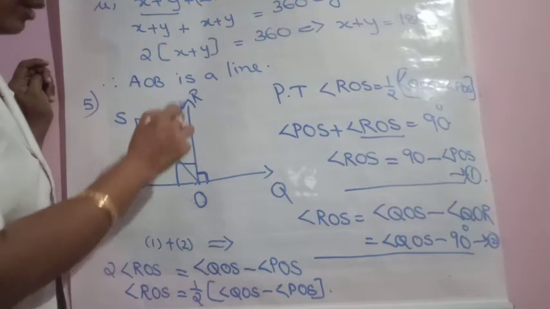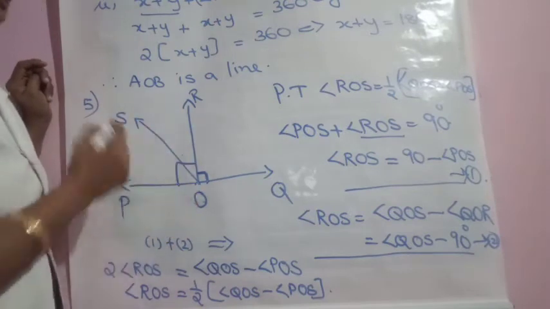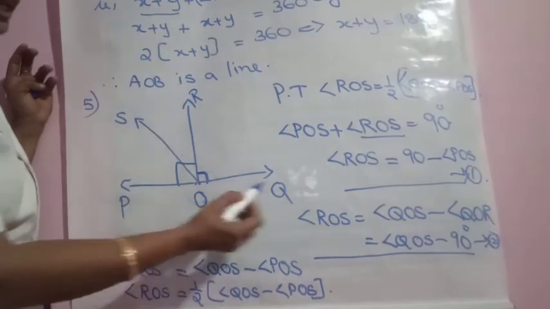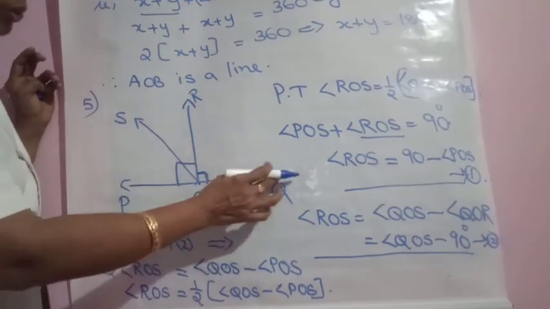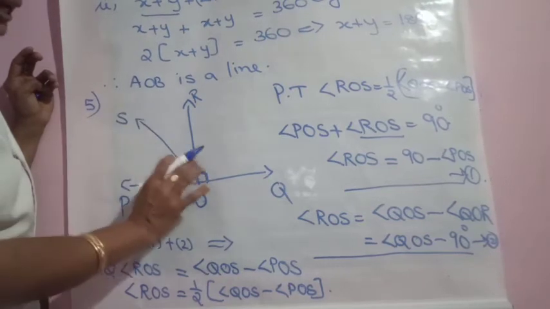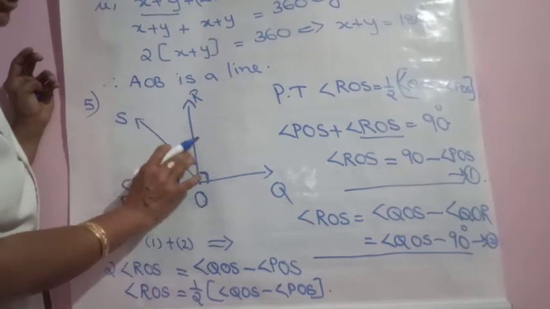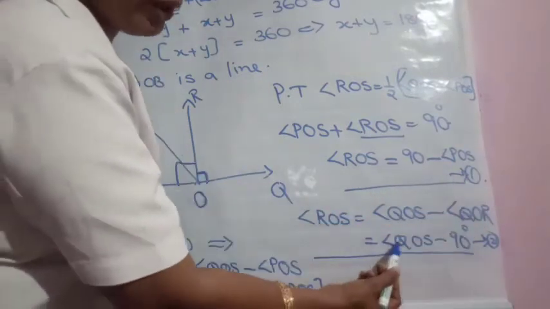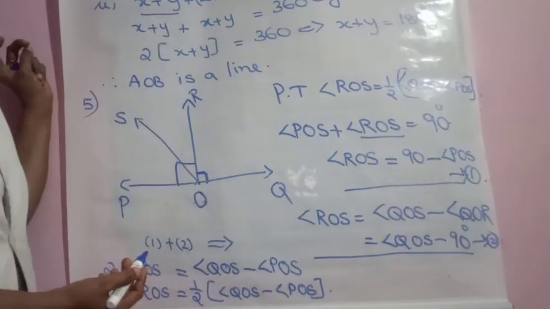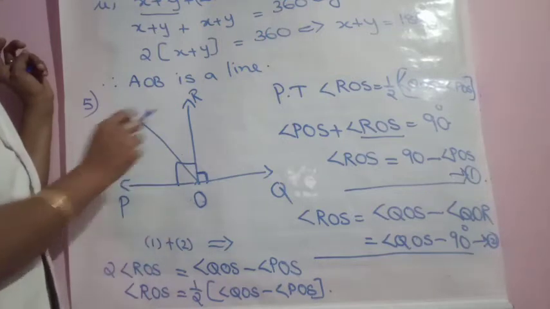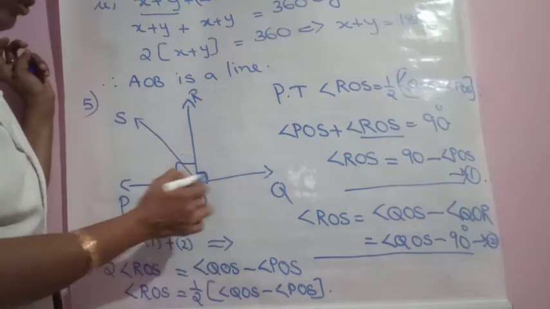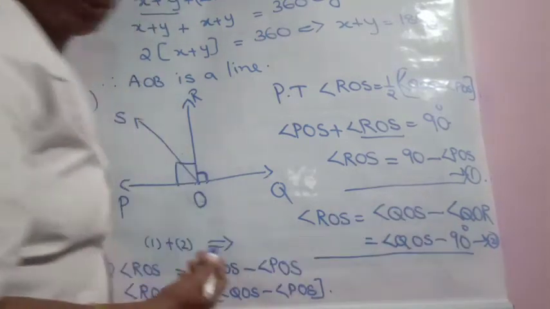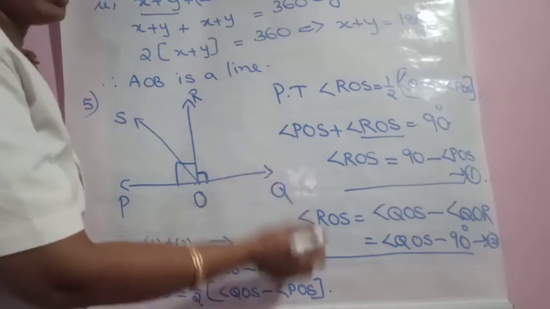ROS can be written as the big angle QOS minus QOR. QOS minus this 90 degrees is giving which one? ROS. So ROS can be written as QOS minus 90 degrees. That is the teacher's second equation. Then you add 1 and 2 together.